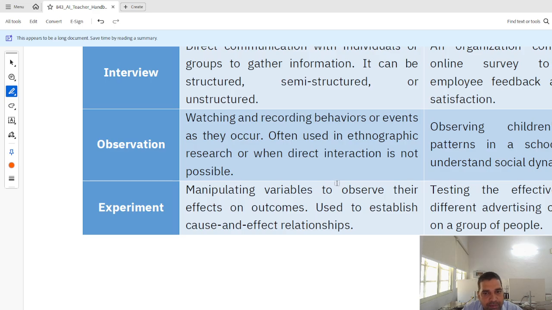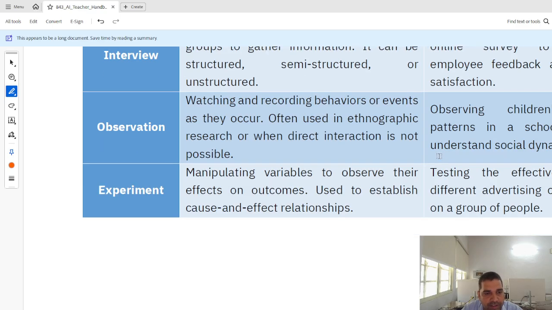Observation: by watching and recording behaviors or events as they occur. So we collect the data through observation also. For example, children's play patterns in a schoolyard, to understand school dynamics. These are the data collected through observation.